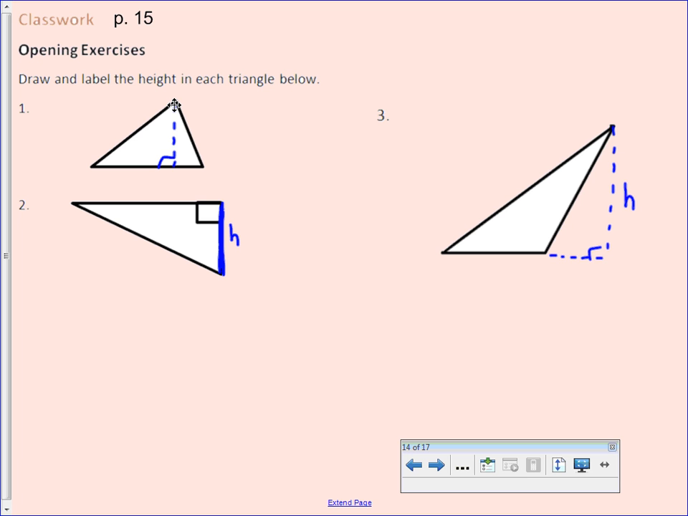Number 1, yeah, you could have gone like this. That's the height. You could have gone like that. That's the height. And if you notice, that is the same as that, which is the same as that. So you could have done any height.